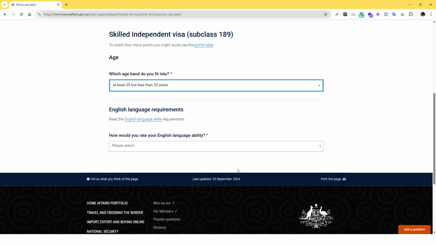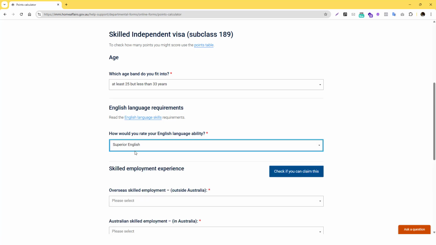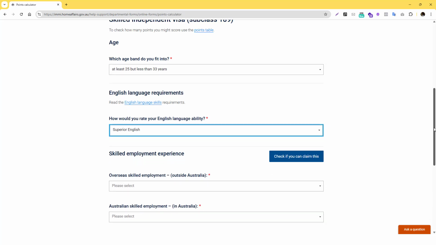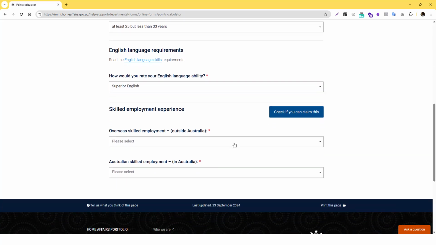And the English language requirement is basically either the IELTS or PTE, so you need to take that. Having a superior English, 9, 7.5 band, I'm not so sure about it, but having superior English really helps you get a nomination or get higher points. The higher points you get, the higher the chances of getting a PR or getting invited. So work experience as well.